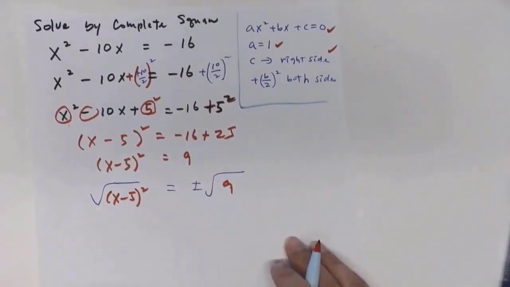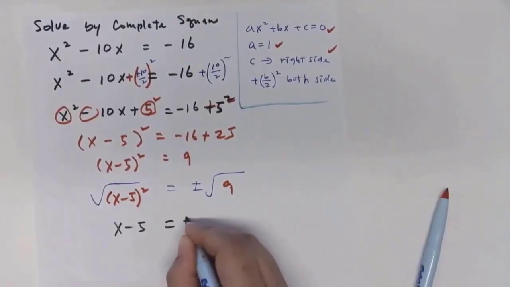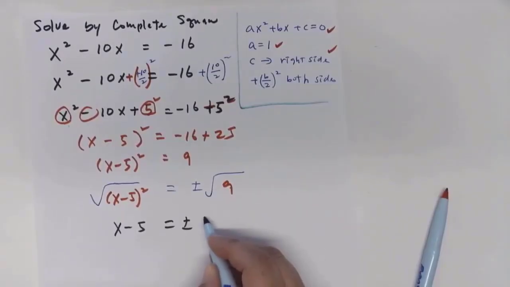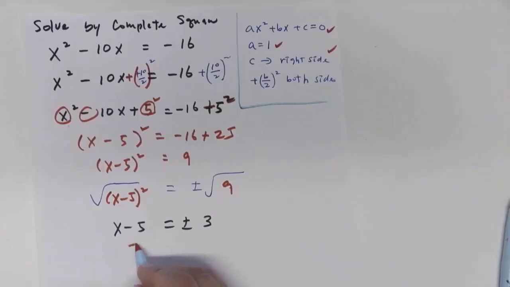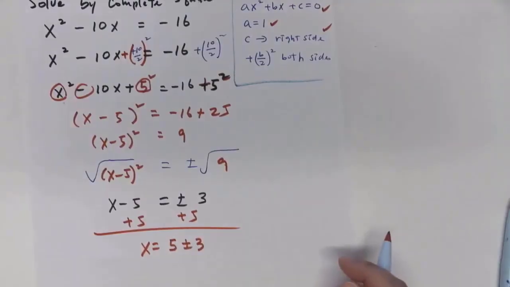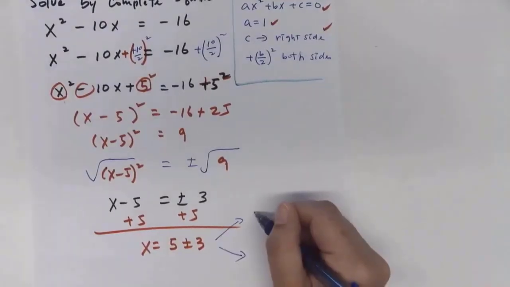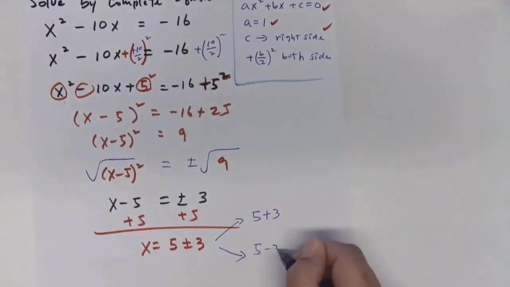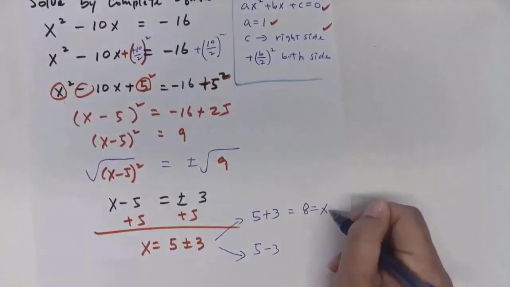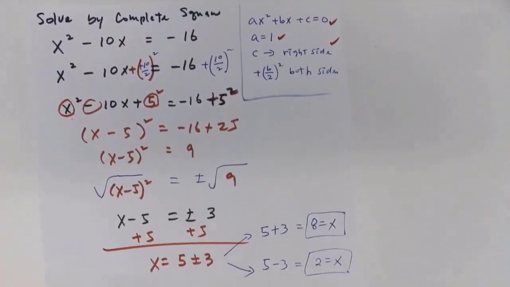Square and square root would do what to each other? Cancel. So you just have equal to plus minus the square root of 9, which is 3. Okay? One more step: add 5. We got x equal to 5 plus minus 3. We cannot leave it like that. We finish that by doing what? One is 5 plus 3, the other is 5 minus 3. So one is 8, and the other one is 2. All right. Okay, look at this again and see if you can do it. Have any question before we move on?